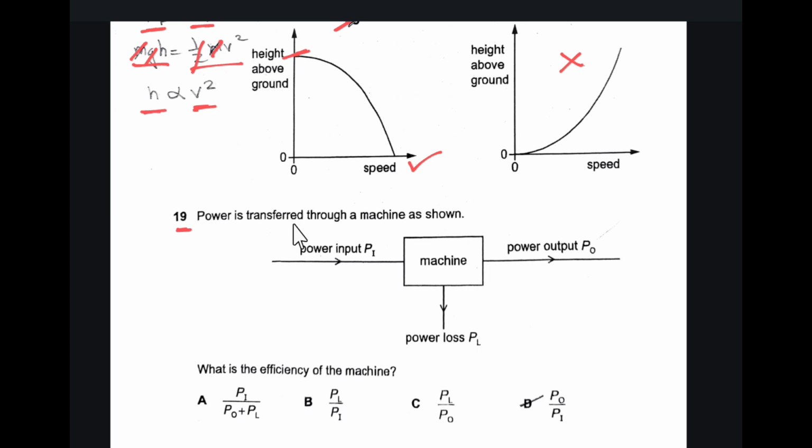The power is transferred through a machine as shown. So this is the input power, output power, and power loss. What is the efficiency of the machine? We know that efficiency is equal to useful power output divided by total power input. So useful power by input power, so the option is B.